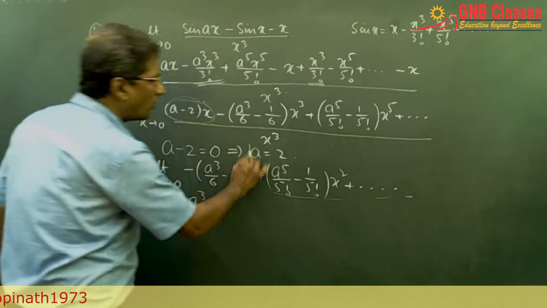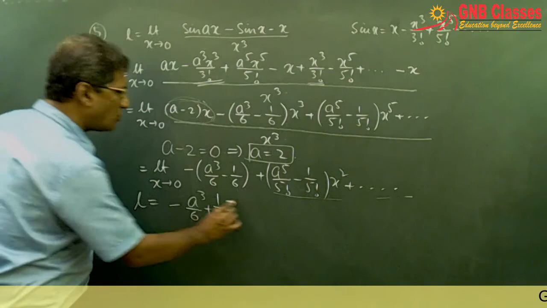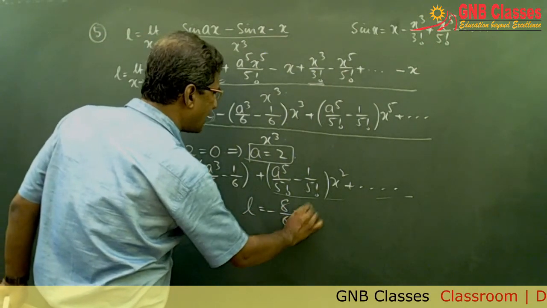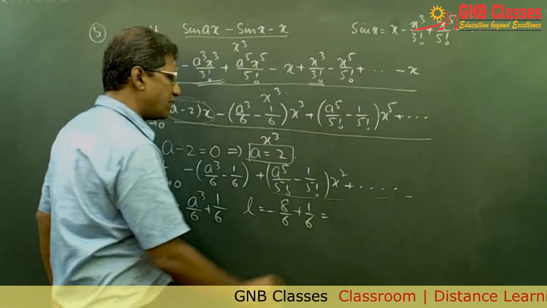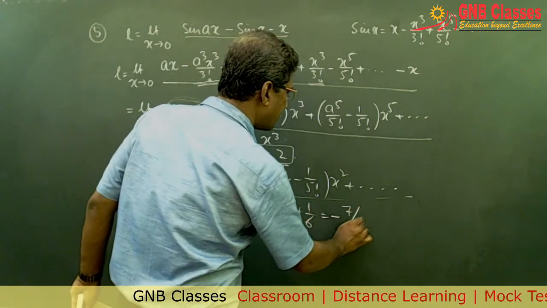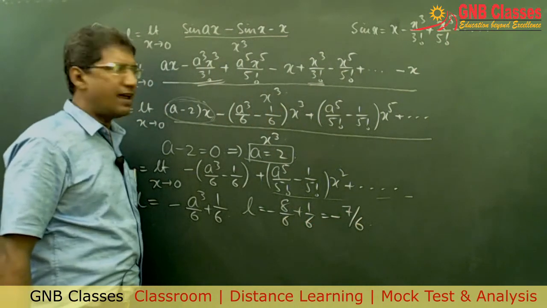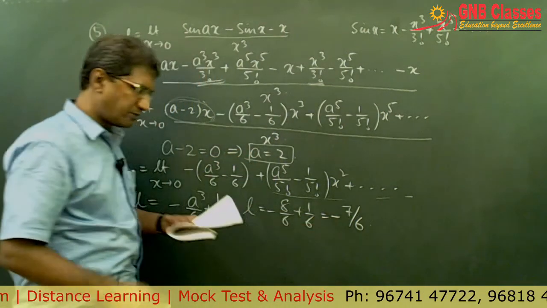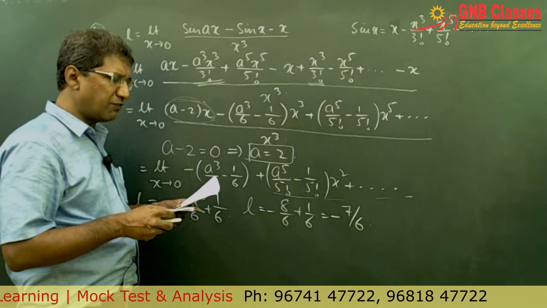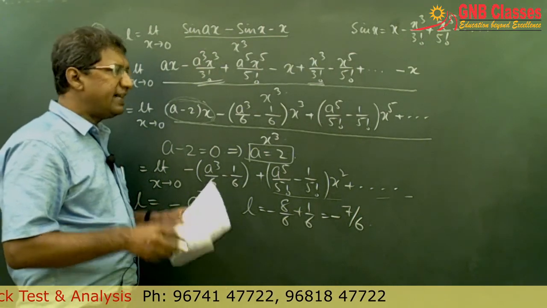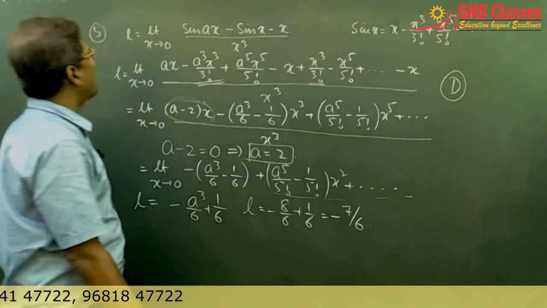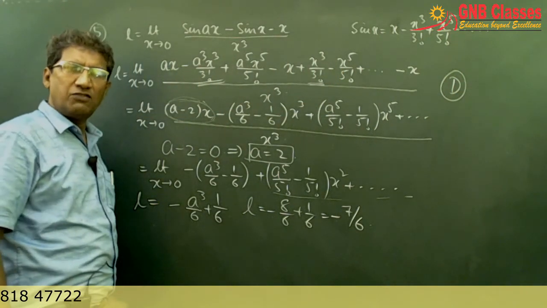Now we already got that a is 2. Therefore L will become minus 8 by 6 plus 1 by 6, that gives you minus 7 by 6. Is it clear? So a is 2 and L is minus 7 by 6. Therefore, option D is correct. Option D is correct for question number 5. Have you understood this?